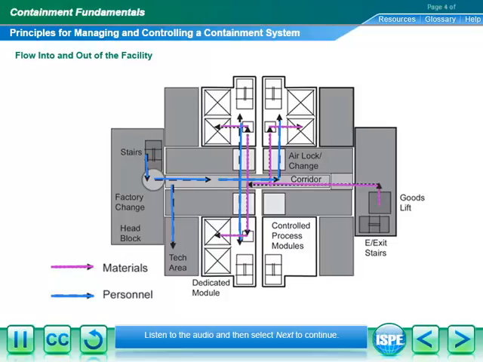This drawing illustrates the routing associated with material and personnel flow paths in a process area. Notice that the material routing is different from personnel routing. In general, it is highly desirable, though not absolutely required, to segregate these flow paths to the extent feasible.